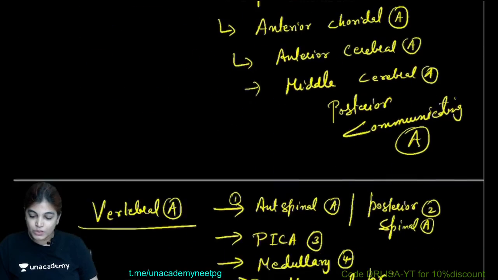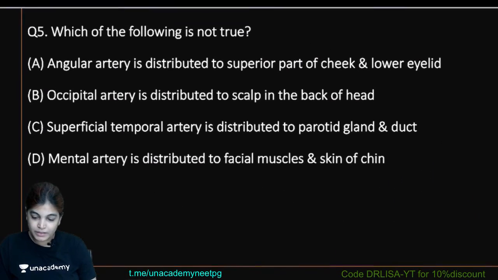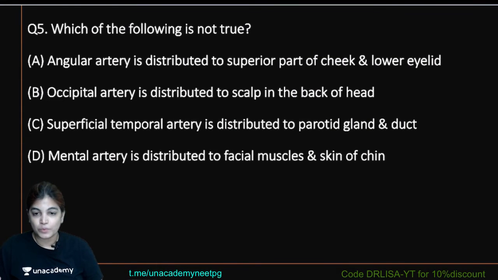Now coming to the fifth MCQ of today's session. So let me just enlarge it. Which of the following is not true? The options are: angular artery is distributed to the superior part of the cheek, lower eyelid. Occipital artery is distributed to the scalp of the back of the head. Superficial temporal artery is distributed along the parotid gland and duct. And the fourth is mental artery is giving distribution to the facial muscle around the skin and the chin. So 4 options are there.